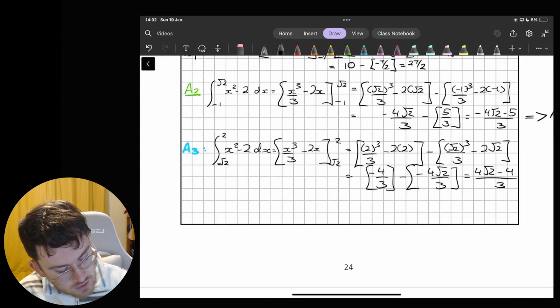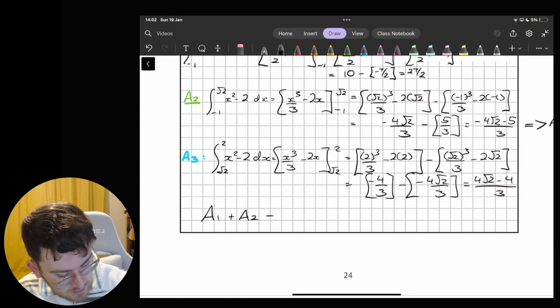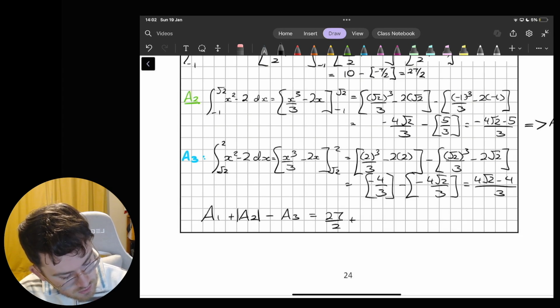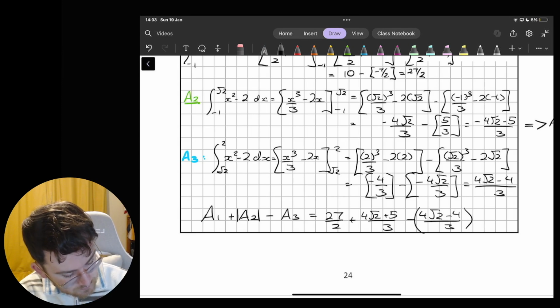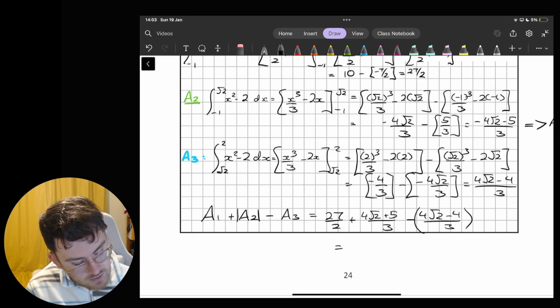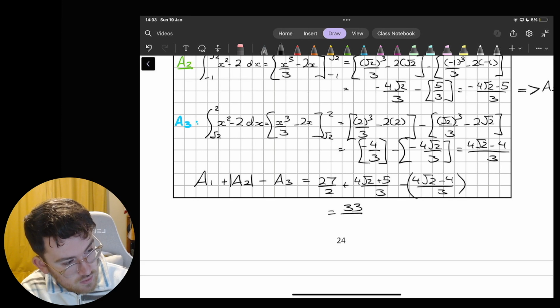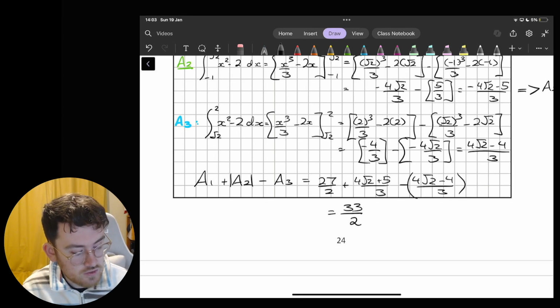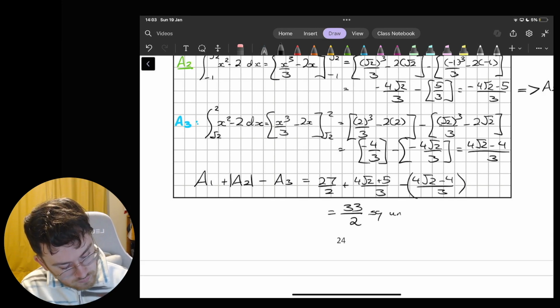So putting it all together now, the total area that I want to get is going to be area 1 plus area 2 minus, making sure that's absolute value, minus area 3. So 27 over 2 plus 4 √2 plus 5 over 3 minus 4 √2 minus 4 over 3. And what that's going to leave me down to then is 33 over 2. 33 over 2 square units.